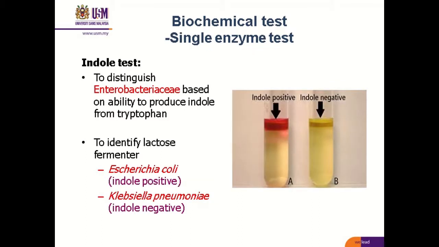Another biochemical test is the indole test, which is used to distinguish Enterobacteriaceae based on the ability to produce indole from tryptophan. So we can identify E. coli, which is indole positive, and Klebsiella pneumoniae is indole negative.